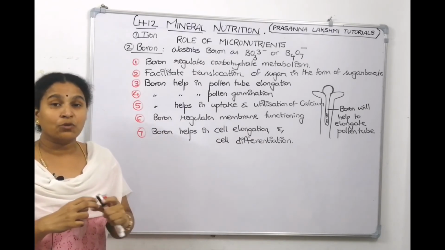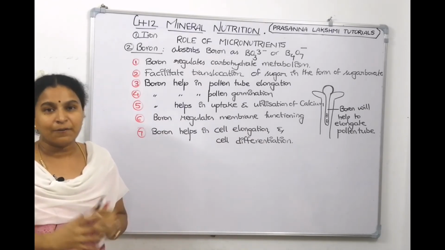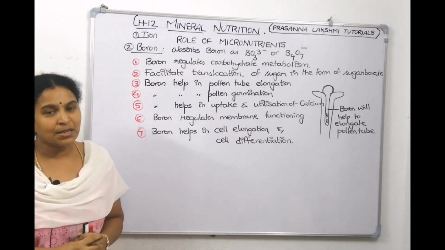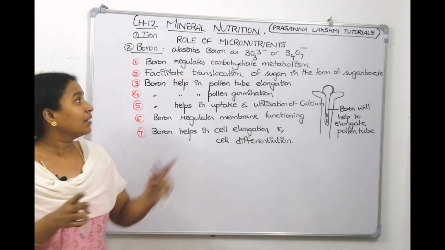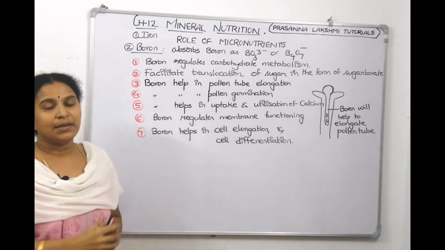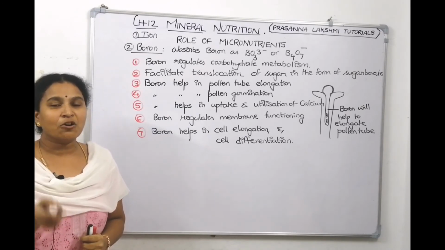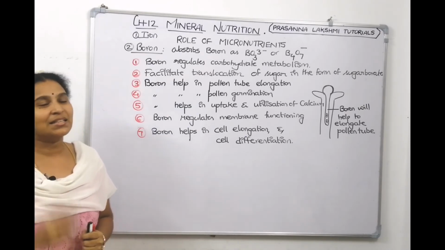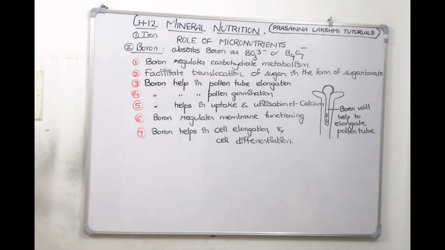Boron helps the cells to elongate, it helps the cells to differentiate. So children, with this we finished the second element under microelements, that is boron. Take a screenshot. Then we will talk about IBM, manganese, the third element will come.